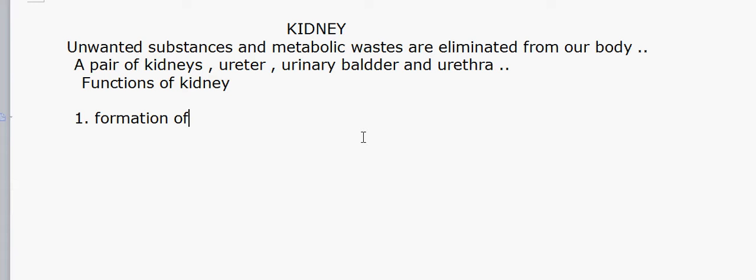So formation of urine is the first and foremost function of the kidney, where waste products like urea, uric acid, creatinine, and bilirubin are excreted through urine.